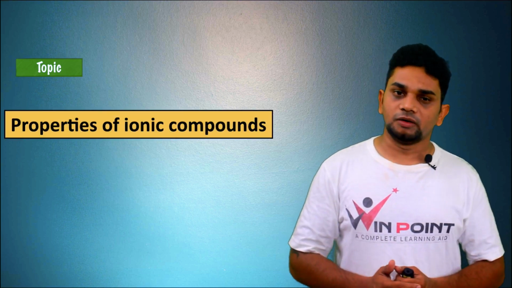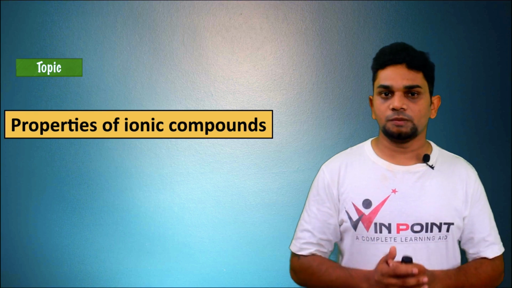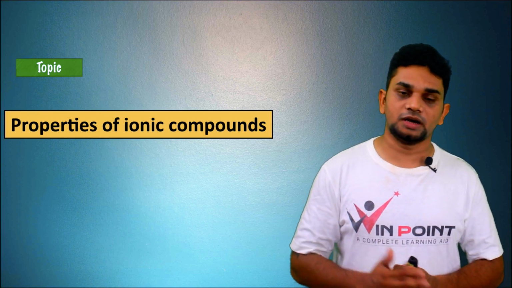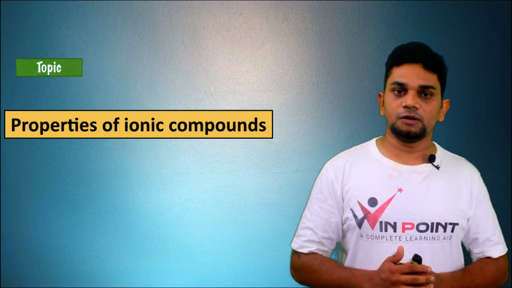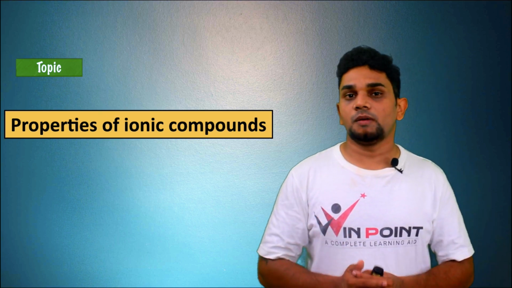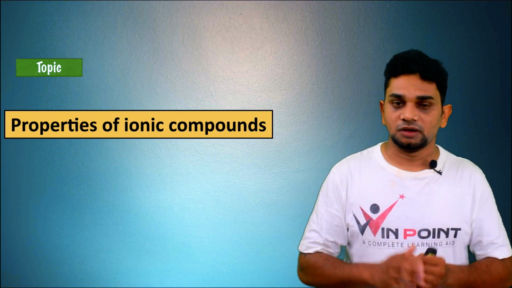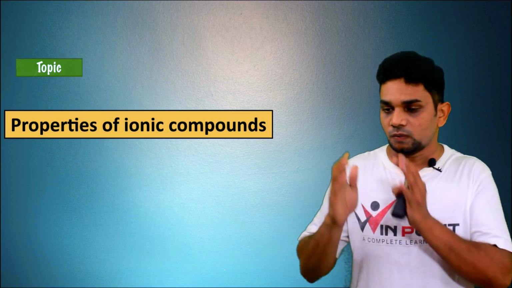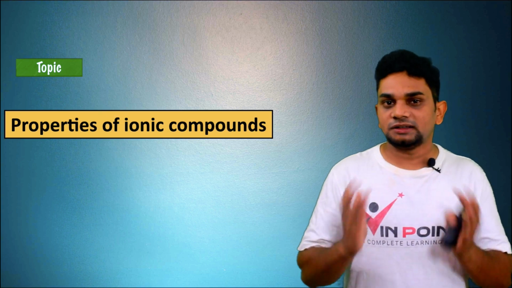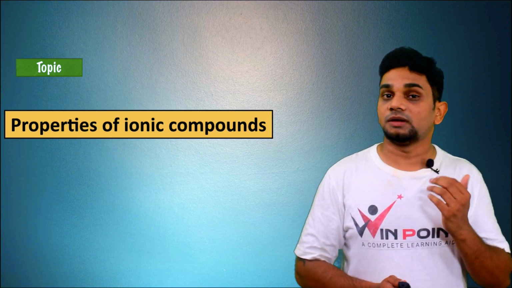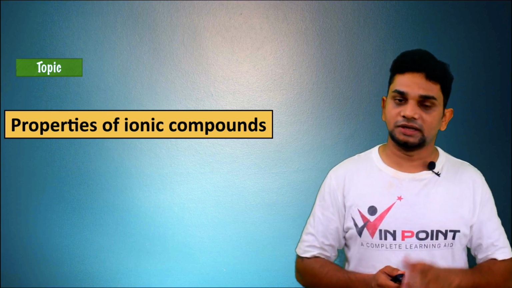What do you mean by ionic compound? Ionic compound means it is a compound formed by ionic bond. Ionic bond, we already learned about ionic bond. Ionic bond means it is a bond formed by the transfer of electrons from one atom to another atom. If there is a transfer of electron from one atom to another atom, that type of bond is known as ionic bond. These ionic compounds have some properties. We are going to discuss that in this session.